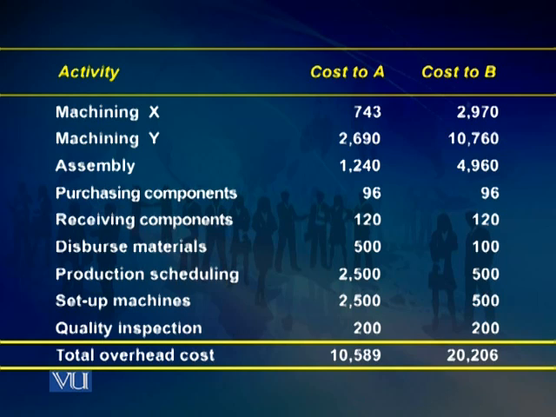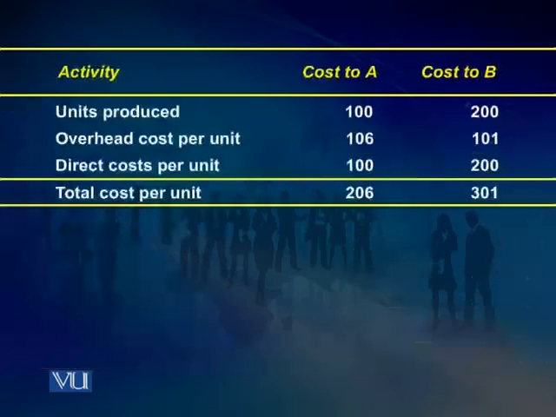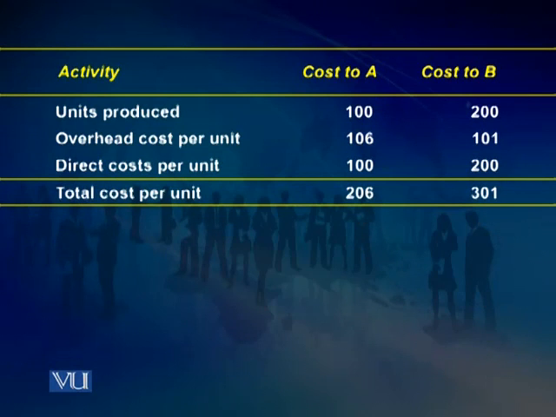All the other various costs have been allocated until the total overhead cost allocated to A is 10,589 and allocated to B is 20,206. We know the units produced are 100 for A and 200 for B. The overhead cost per unit can now be calculated. Dividing the 10,589 by 100 approximately gives 106, and the 20,206 dividing by 200 gives approximately 101. We also know direct costs per unit were 100 and 200, so this gives the total cost per unit as 206 and 301. So now we have seen how the total overhead cost was divided into various activities, and then by using a cost driver rate, this overhead cost was transferred to products A and B.